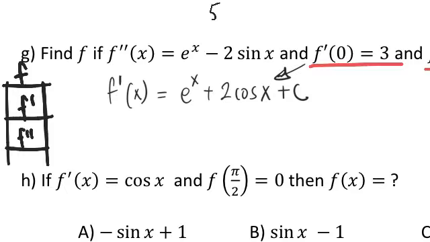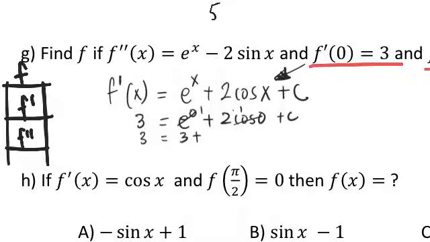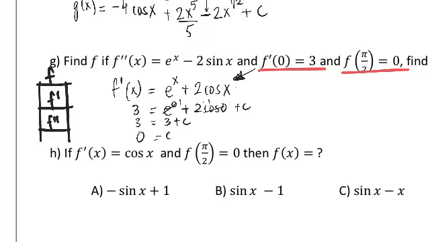Put in this initial condition to say, well, okay, so then 3 is equal to e to the 0 plus 2 cosine 0, which is 1, right? So it's 2 times 1 plus c. E to the 0 is 1 as well. So 3 is equal to 1 plus 2, which is 3 plus c. That must mean c is equal to 0. So we can just erase this as we move up the ladder one more time to get f, right?